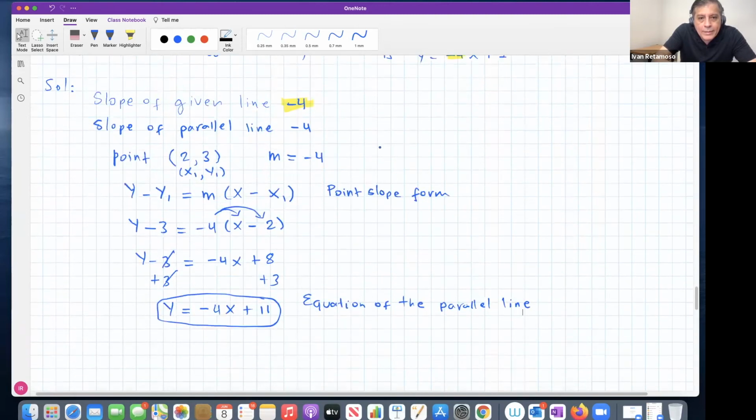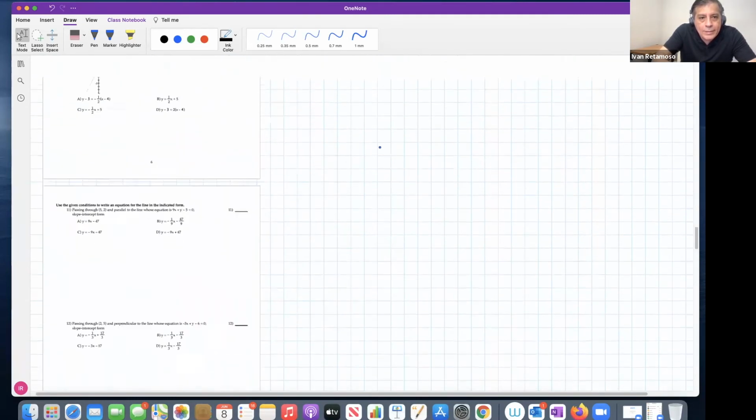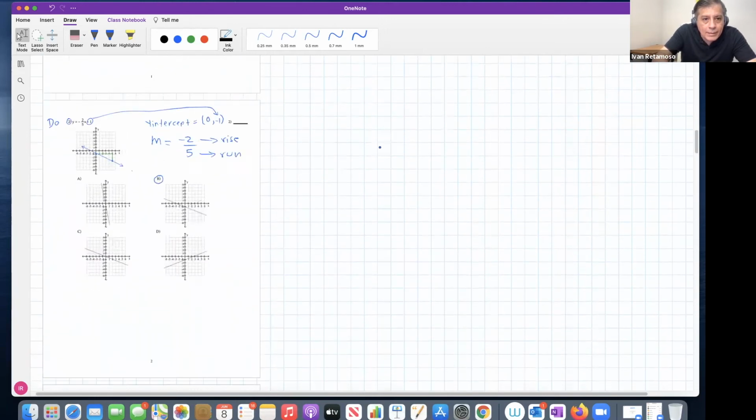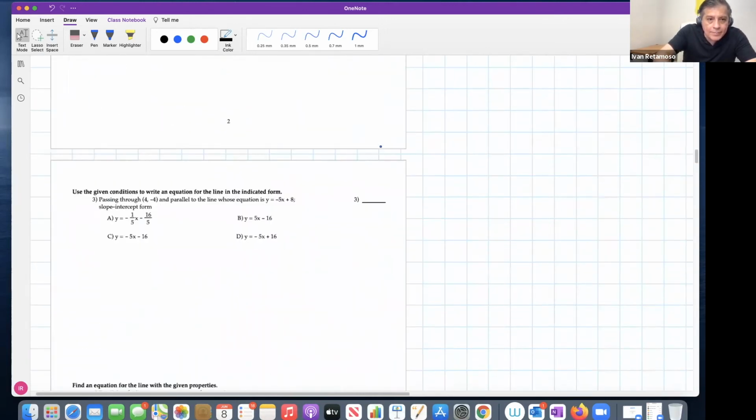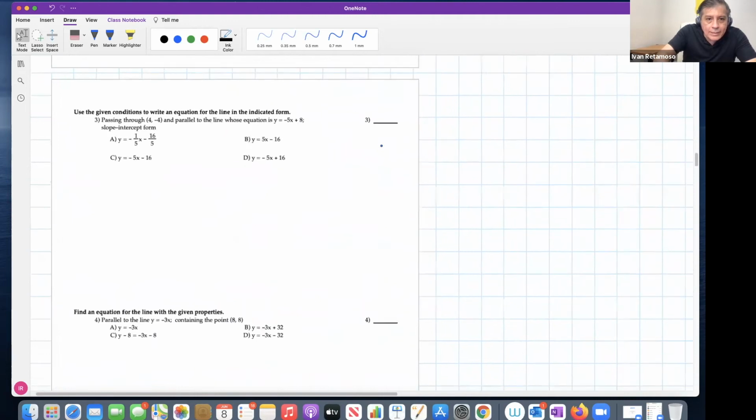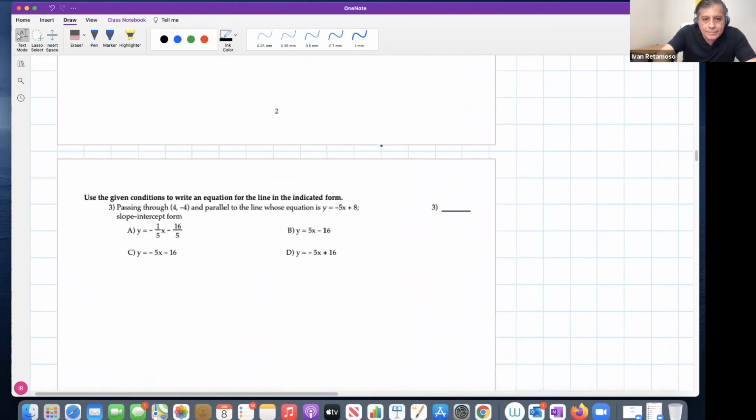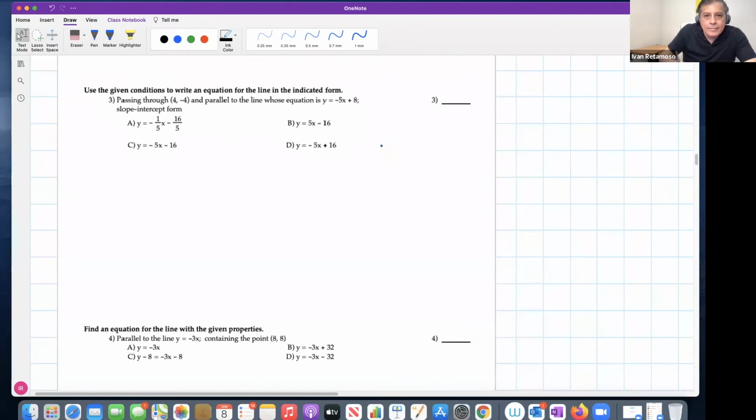Okay, so now probably we should practice, right, in our worksheets, right? So remember, guys, practice makes the master. So let's practice on this part. Let's start with this. Can you try this guy? Could you figure out the equation of a parallel line to this line, the one represented with this equation y equal minus 5x plus 8, and passing through this point 4 comma minus 4? Can you try that? Number 3.